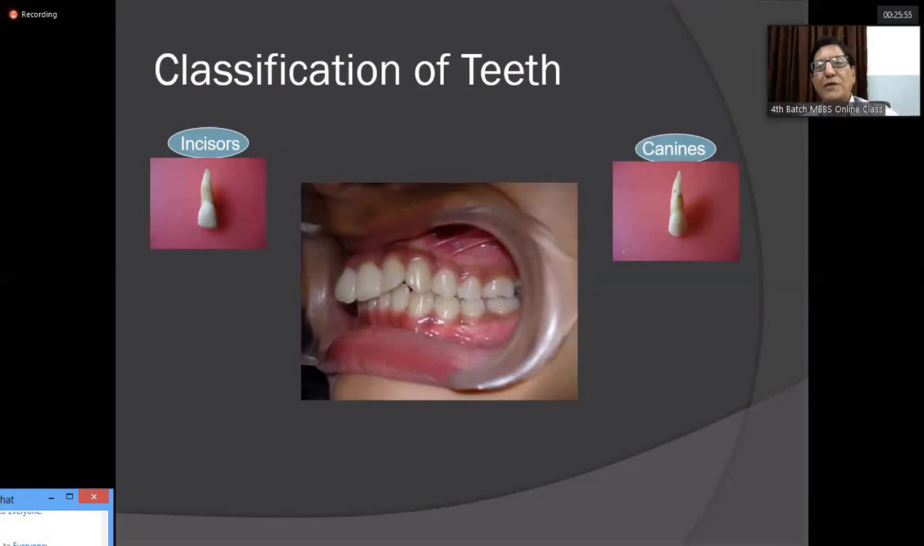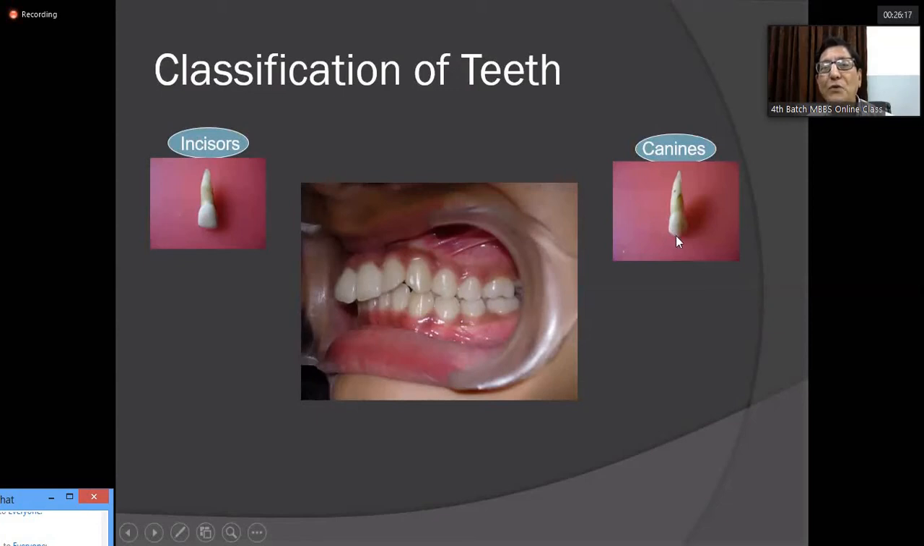Similarly, canines, you can see here, canine. What is the difference between these incisors and this tooth? You have a slightly pointed cusp here. We call that an elevated part, a cusp. There's a difference between this one: this is straight like a knife edge, and this is slightly pointed.